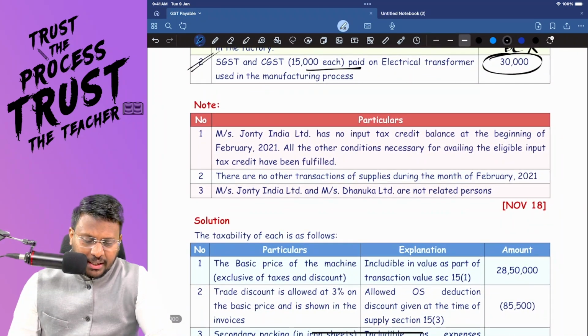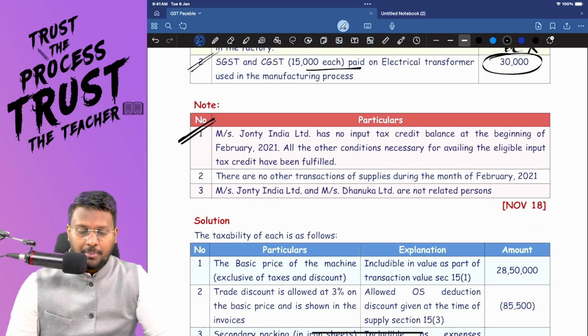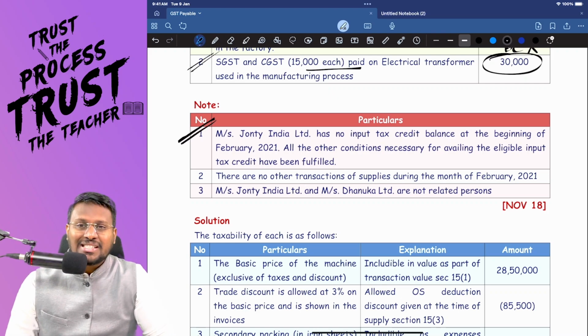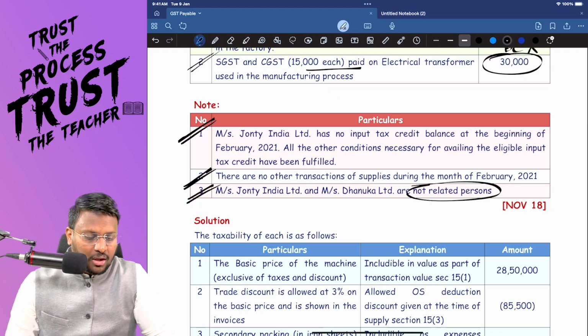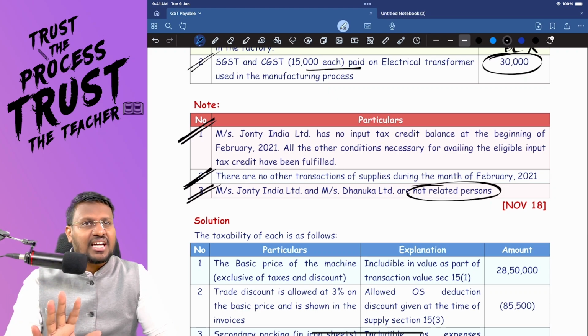Mrs. John T. India Limited has no ITC balance at the beginning of February. All other conditions necessary for availing the eligible ITC have been fulfilled. There are no other transactions of supply during the month of February, and Mrs. John T. India Limited and Mrs. Dhanuka are not related persons. That means they are specifically mentioning that the SRS condition has been satisfied.